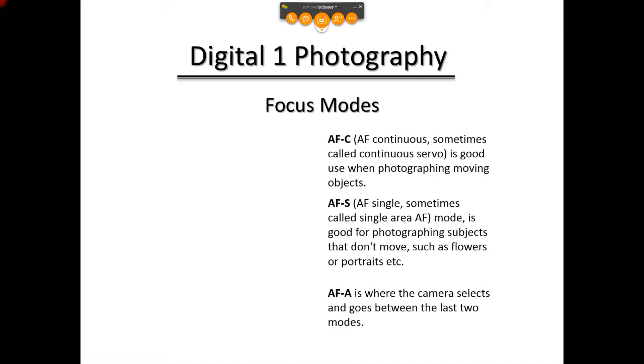Single is going to give you a single area to focus in, and continuous is going to give you the best option for focusing on objects that are moving, be it cars, football, gymnastics, whatever it is you might be shooting. So again, check your manual to see what your focus options are and set them appropriately.